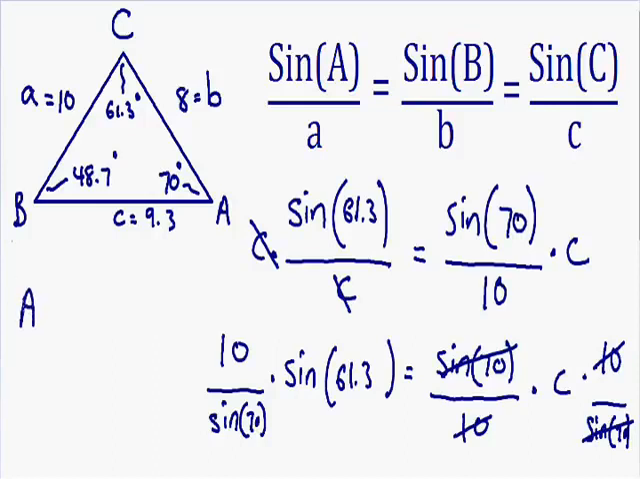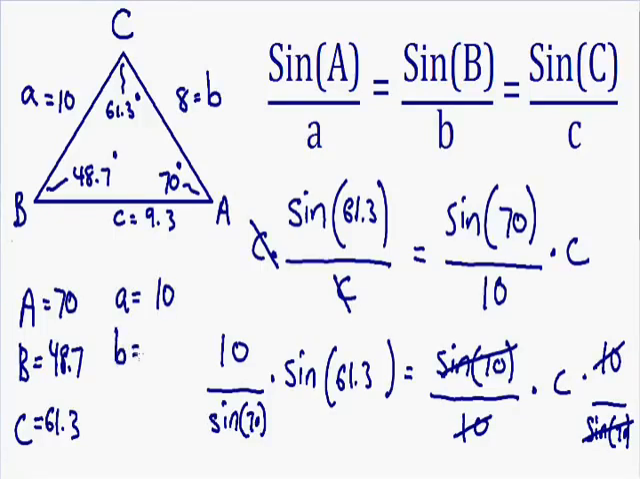We know that angle A is equal to 70 degrees. We know that angle B is equal to 48.7 degrees. We know that angle C is equal to 61.3 degrees. We know that the side of length A has a length of 10. We know that B has a length of 8. And we know that side C has a length of 9.3.